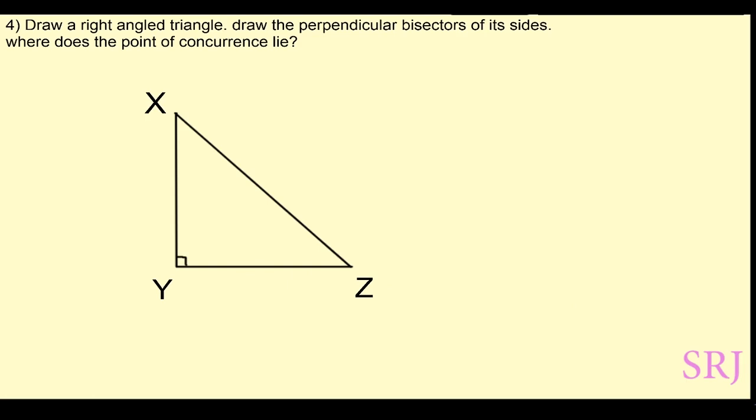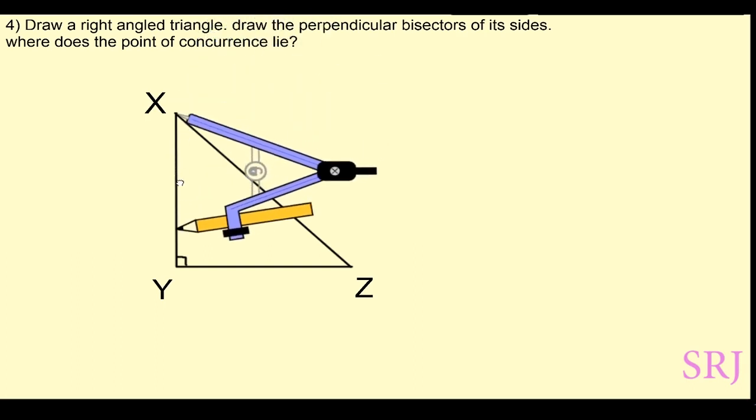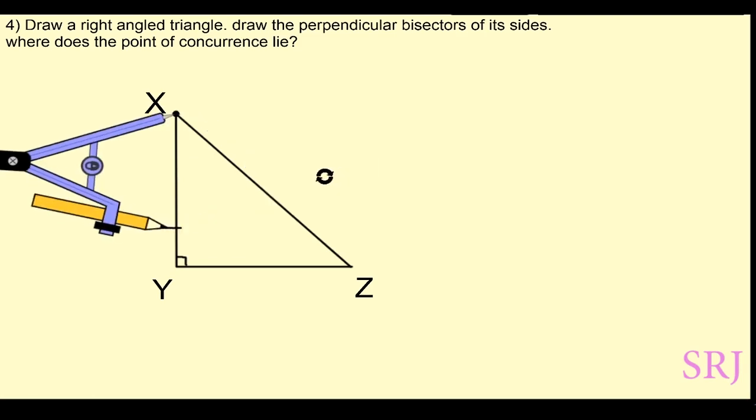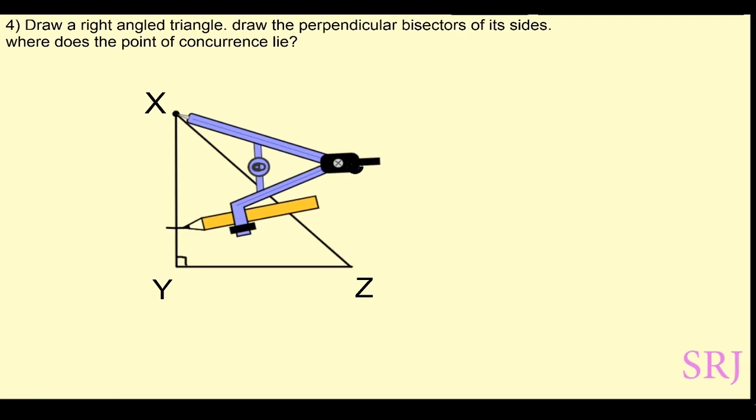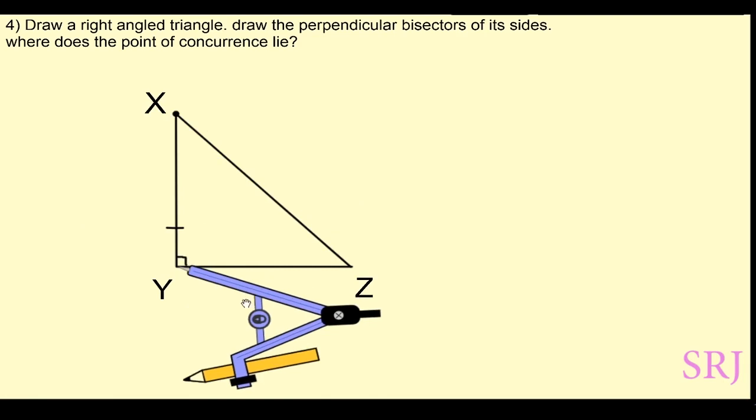After that, in order to draw the perpendicular bisector, we need a compass. Place the steel head of the compass on point X and set the compass to a radius of more than half of length XY. Then draw an arc on line XY. Shift the compass steel head to point Y with the same radius and draw another arc on line XY.